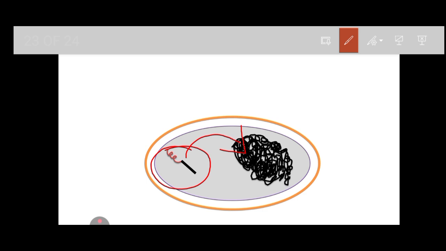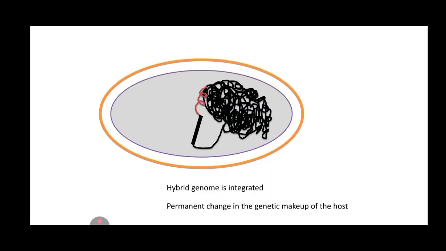This is called site specific recombination, as I told you earlier, and this recombination enables the organism to acquire a new property. In other words, the host organism, particularly the bacteria, undergoes a permanent change in its genetic makeup due to the integration of the hybrid genome into the bacterial nucleic acid. This process is called specialized transduction.